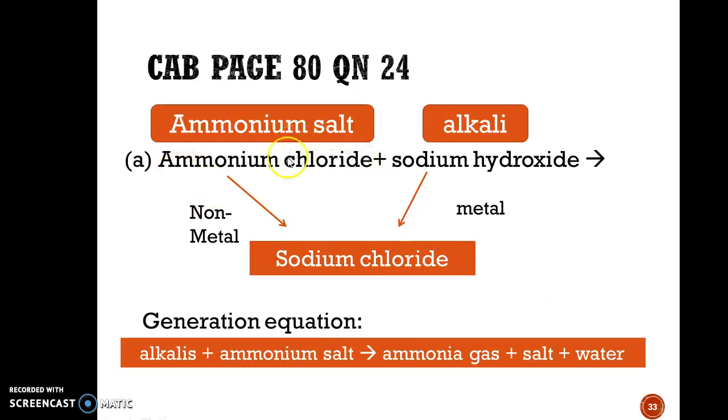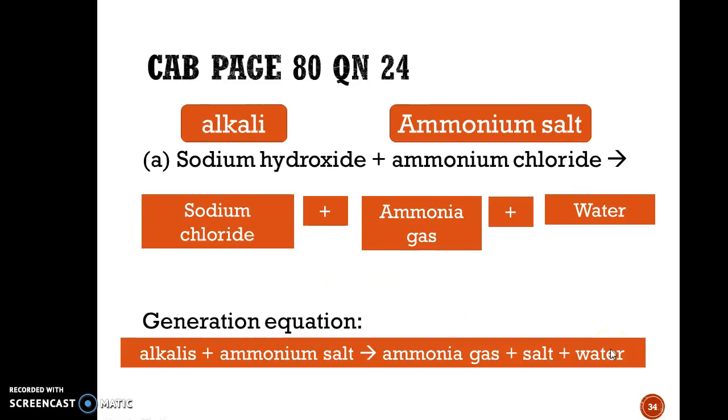The ammonium chloride, the name itself, the chloride will come here, and the sodium hydroxide will come over this side. Then you must also write down ammonia gas and water. So this is how you're supposed to write your reaction. This is on page 80, question 24a.